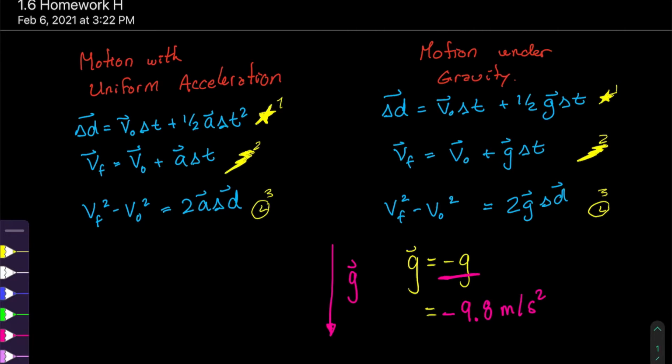Because if you try the second equation, that one is for you to find the final velocity. So that's not good. And the third equation requires for you to also find the final velocity, or for you at least to have been given it. So that's why we're going to use equation 1.